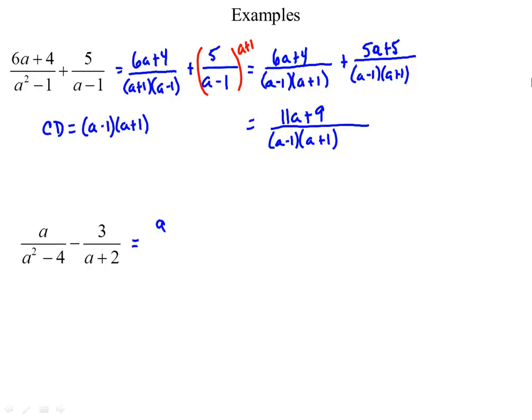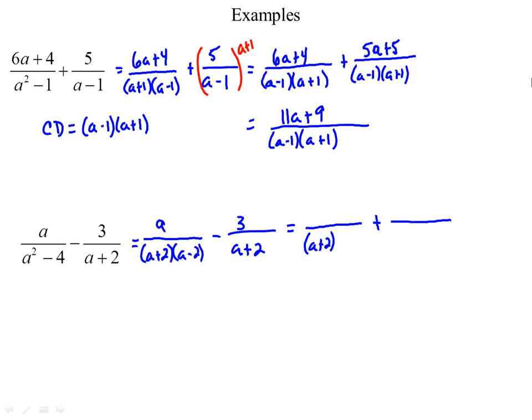Okay. So for this one, I'll do one more with you. A squared minus 4, that's going to go into a plus 2 times a minus 2, minus 3 over a plus 2. That won't factor. So what's your common denominator going to be? Yep. What's already in common is an a plus 2, and then what's not in common is a minus 2. Okay, so your first fraction is not going to change. Your second fraction, however, we need to multiply by what's different, which is the a minus 2.